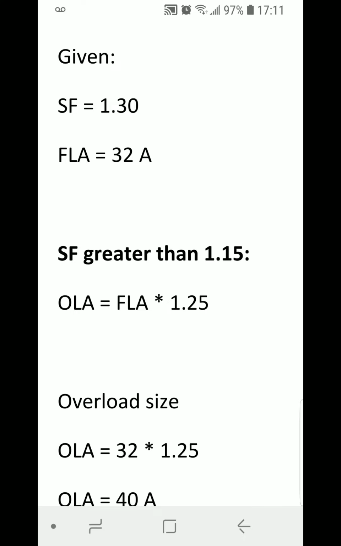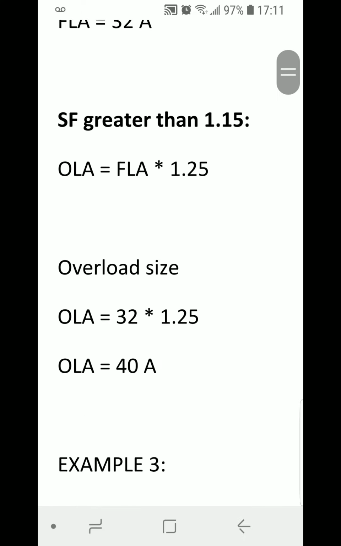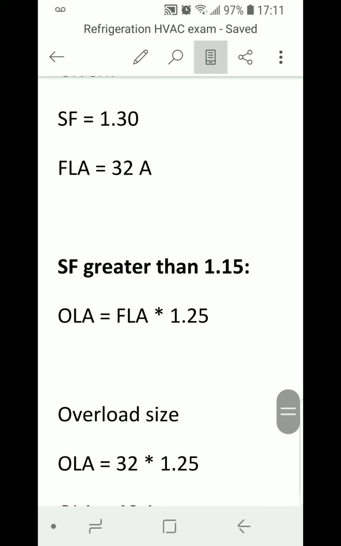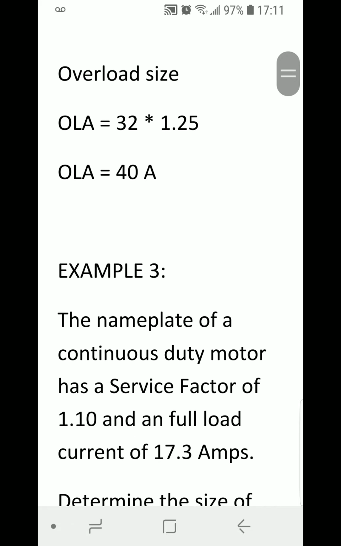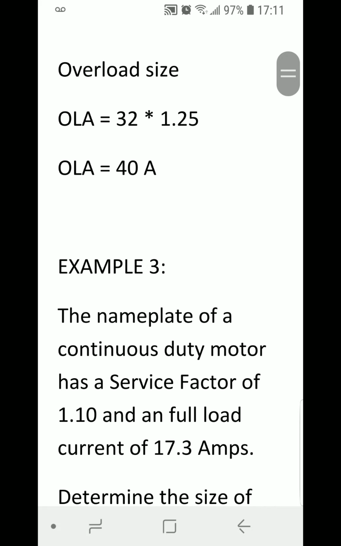because the service factor is 1.3. This is greater than 1.15, so we use the formula OLA is equal to FLA times 1.25. So substituting the given, 32 amps full load amps, the overload size will be 32 times 1.25 is equal to 40 amps. It's the size of the overload protection device.